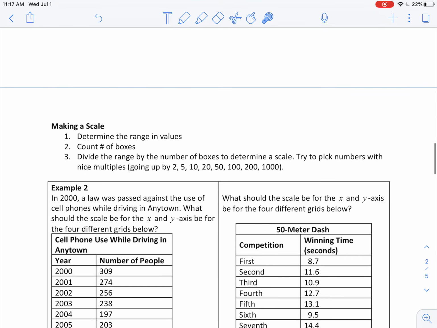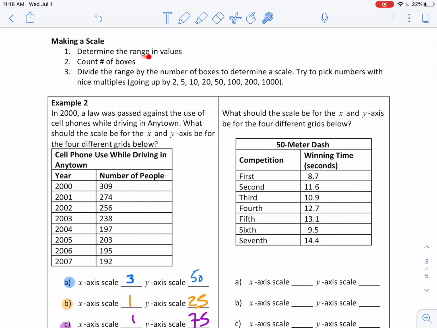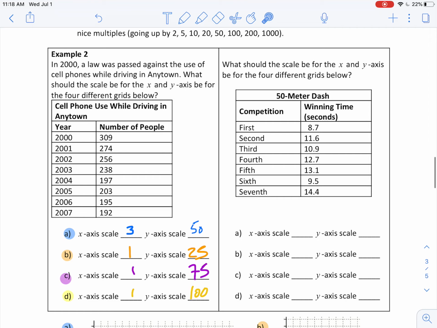So when we're making a scale, we determine the range in the values. Then we count the number of boxes we have on a grid, and then we divide the range by the number of boxes to determine a scale. So try to pick numbers with nice multiples. Okay. So I'm only going to really look at this left side here. So in 2000, a law was passed against the use of cell phones while driving in any town.